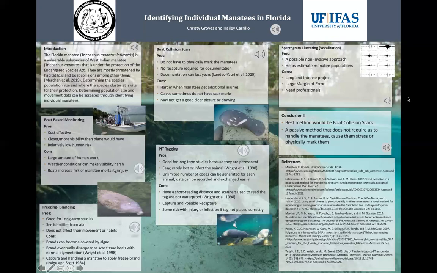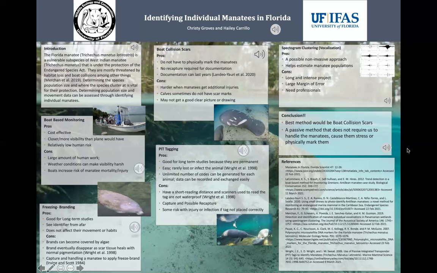The pros of this method are that it's good for long-term studies, can be reused, implanting in animals is easy, and tags are rarely lost or infect the animal. You have an unlimited number of codes that can be generated for each animal, and the data can be recorded and exchanged easily from a tag. The cons, however, are that there is a short reading distance and scanners used to read the tag are not waterproof. There is possible recapture of the animal in order to read the implant, and there is some risk of injury or infection if the tag is not placed correctly.